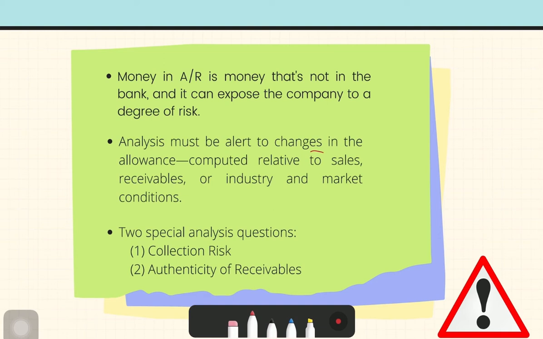Basically there are two special analysis questions about the collection risk and the authenticity of receivables. For the collection risk, the company has to review the allowance for bad debt in light of the industry conditions, or apply special tools for analyzing collectability, such as examining customer concentration, because the risk increases when the receivables are concentrated in one or a few customers. And for the authenticity of receivables, the company can review the credit policy for changes, review the return policy, or review any contingency on the receivables.